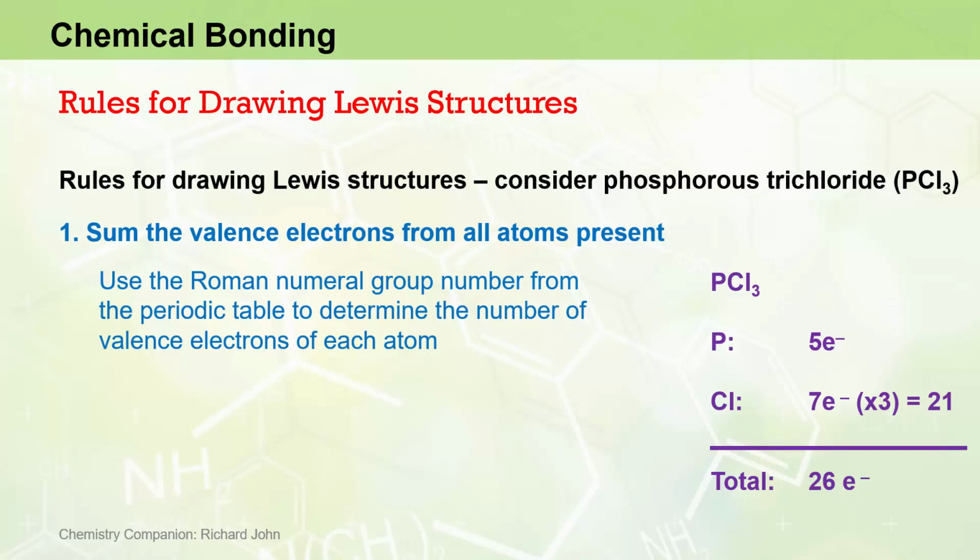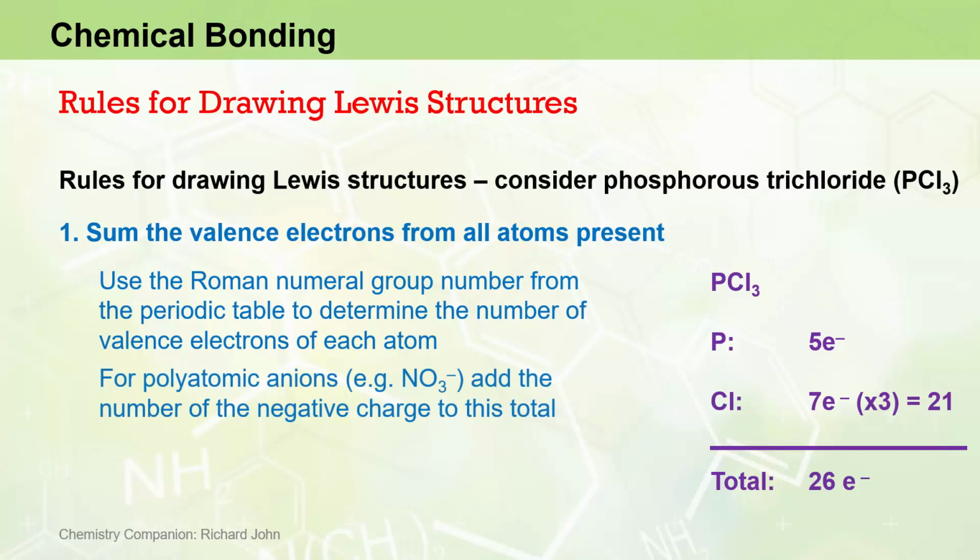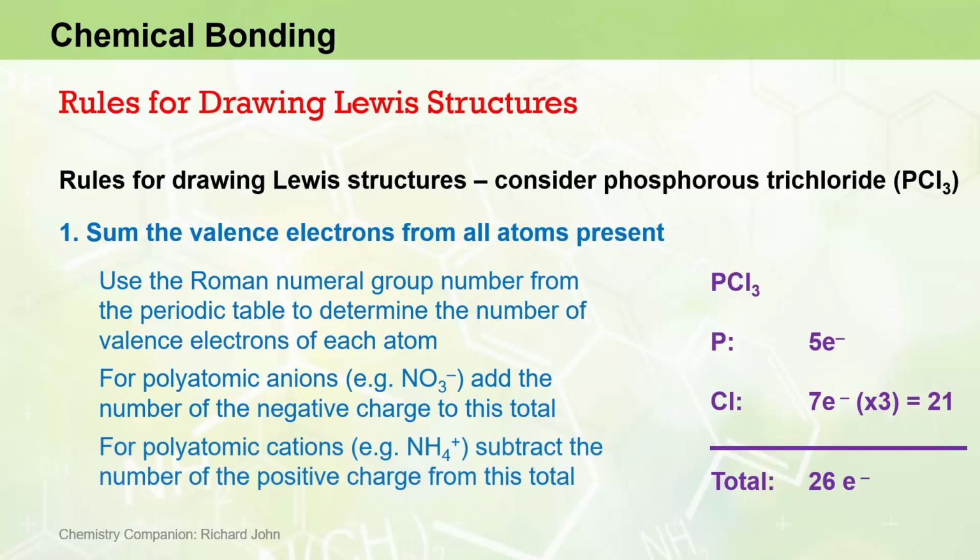Now, if we're looking at drawing the Lewis structure for a polyatomic anion, for example the nitrate anion, we would need to add the number of the negative charge to this total of valence electrons. So if we had a 1 minus charge on a polyatomic ion, we would need to add 1 electron to the total when summing up the valence electrons. If we had a 2 minus charge on the polyatomic ion, we would need to add 2 electrons to this total, and so on. Along similar lines, if we had a polyatomic cation, for example the ammonium ion, we would need to subtract the number of the positive charge from the total sum of valence electrons.